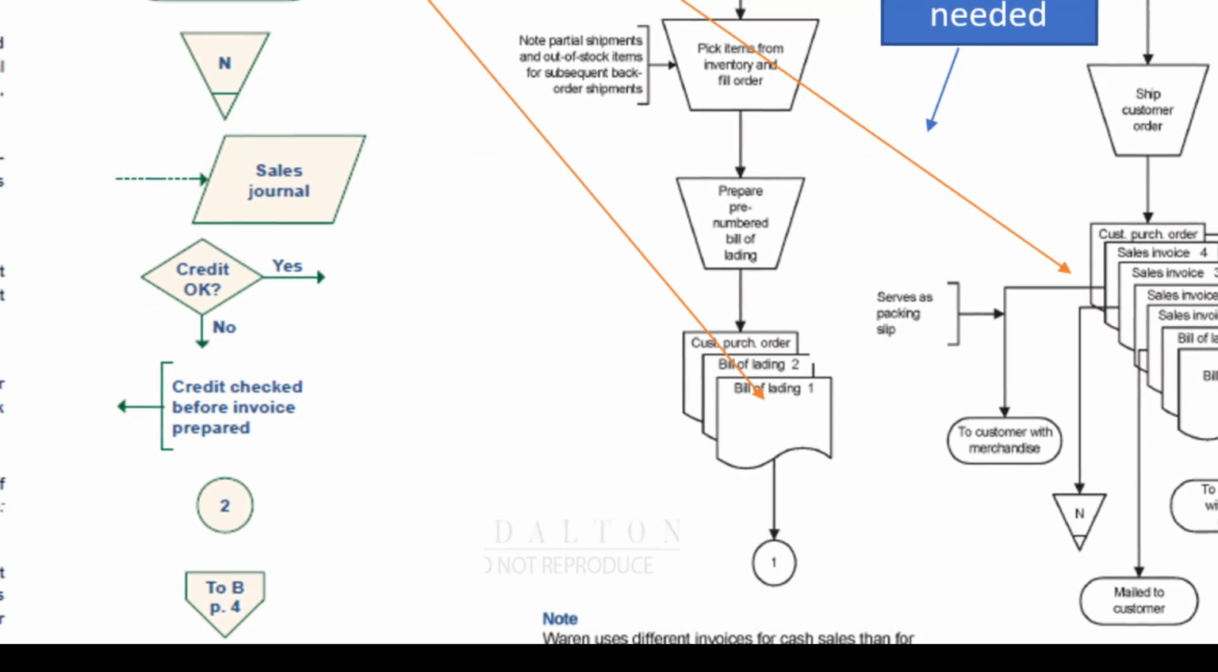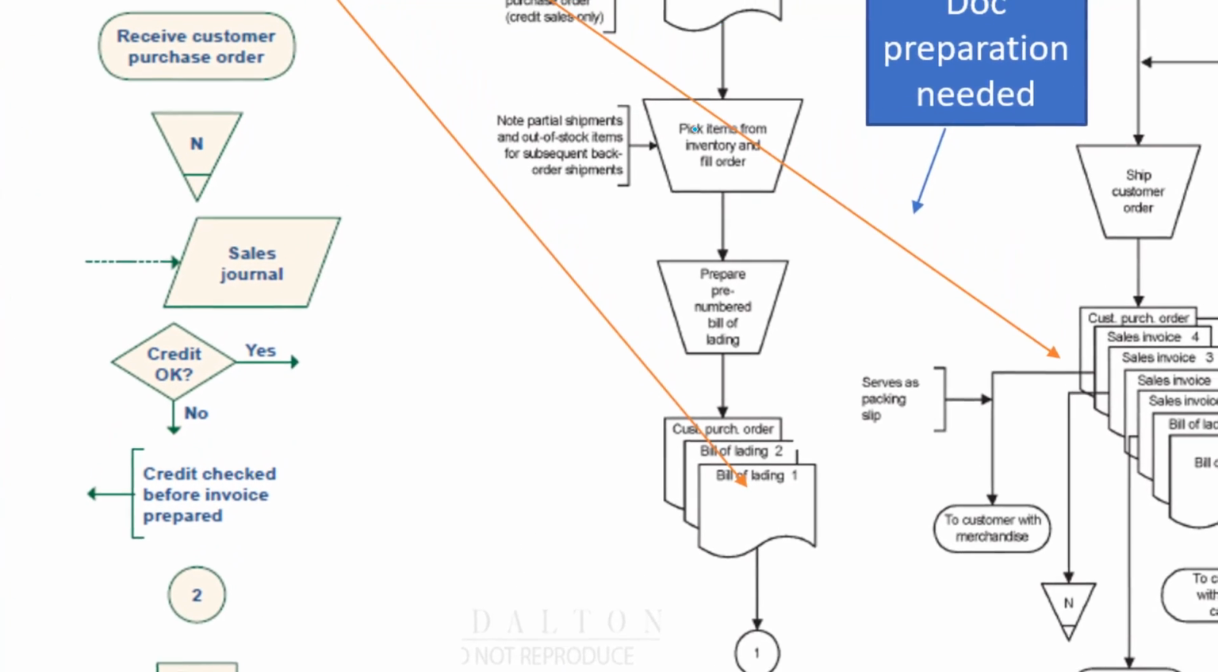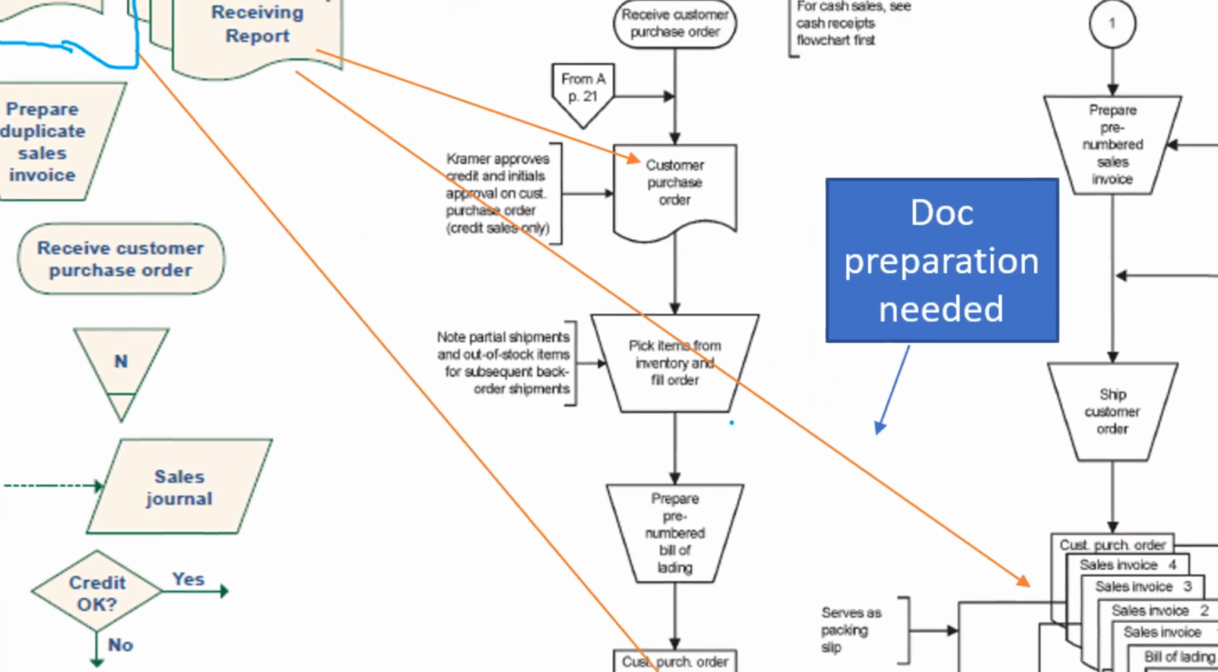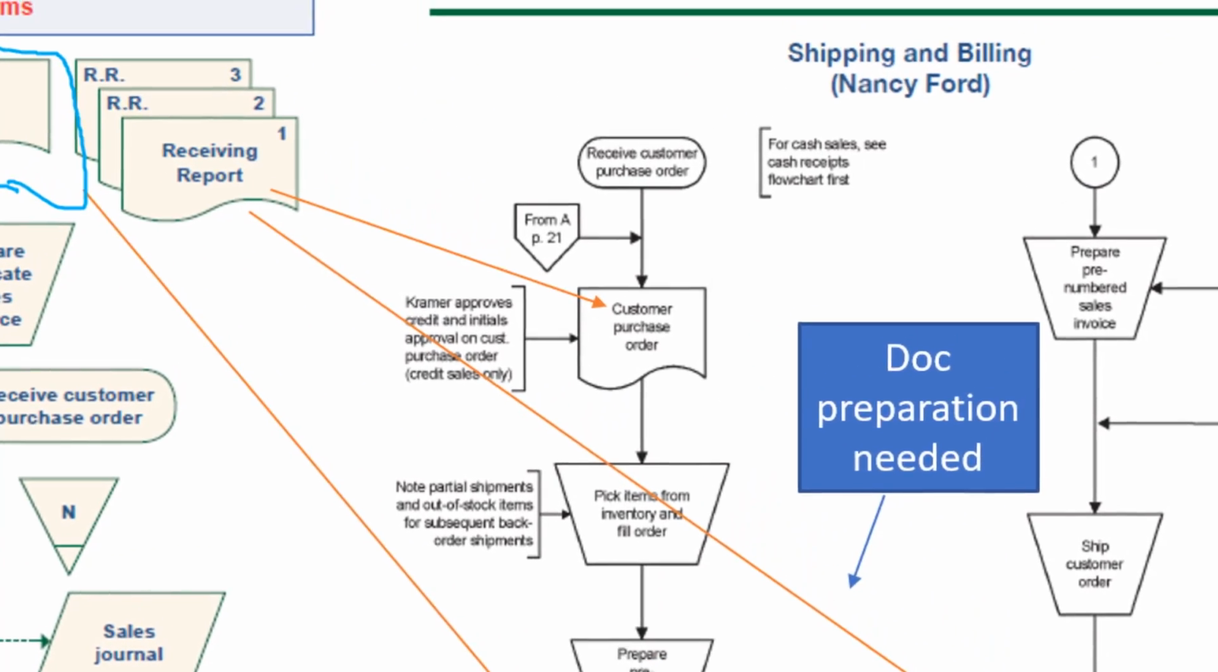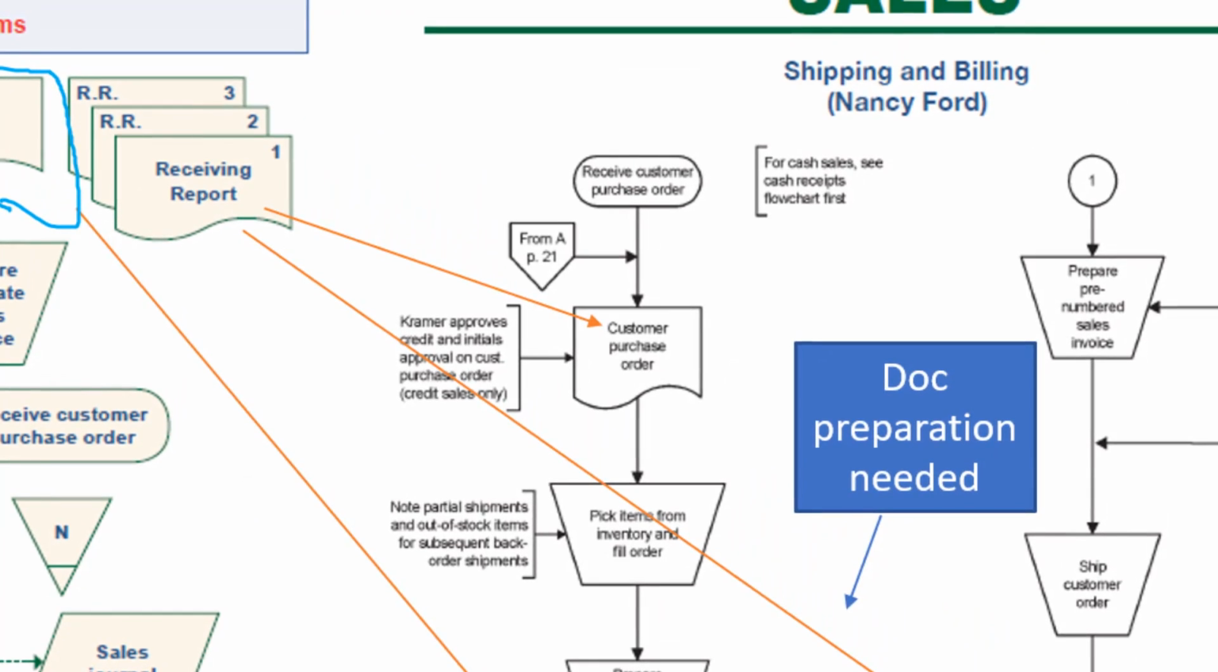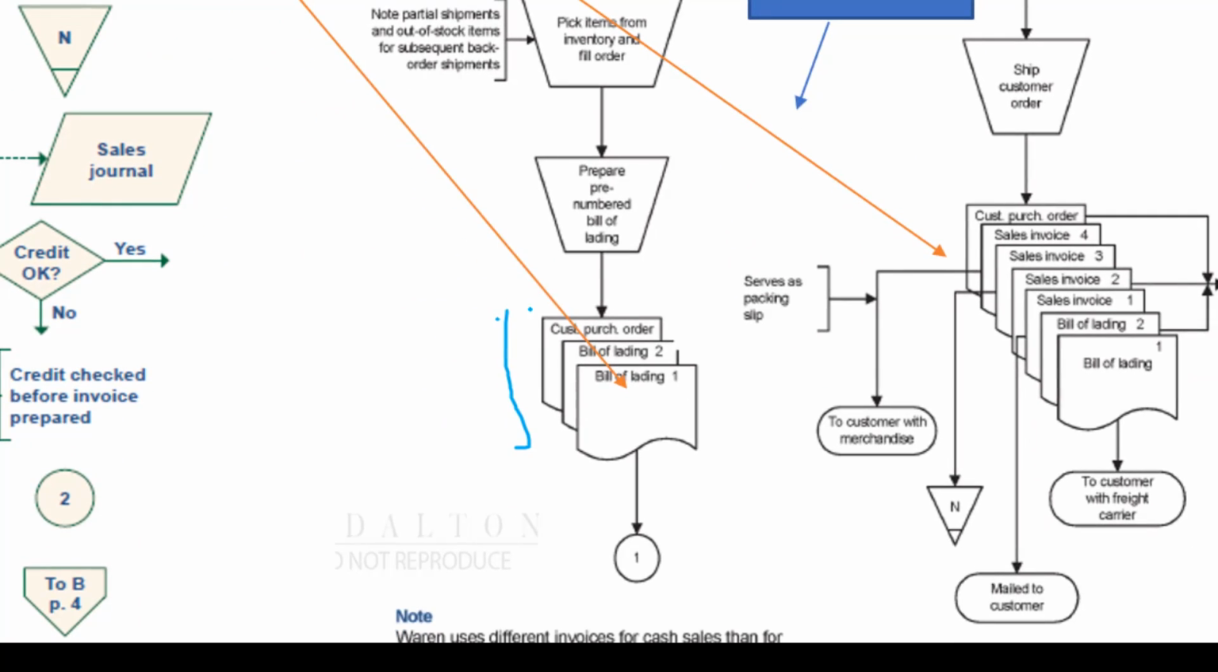after we get the purchase order from the customer, we pick the item from inventories and then prepare what is called a bill of lading. We will talk about it. So with the bill of lading here, this is a step where you need to prepare a document. This is also a step where you need to prepare a document, and it says what document you need to prepare. Here, you need to prepare the bill of lading, which is a shipping document that you will see in the SUA.